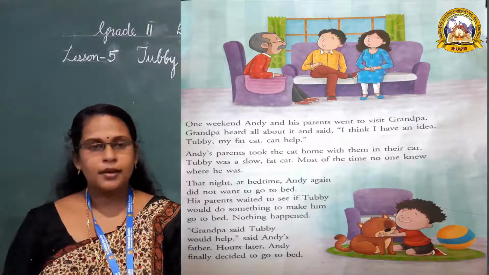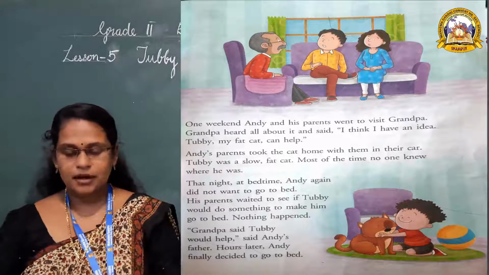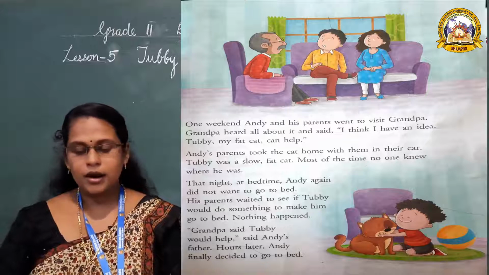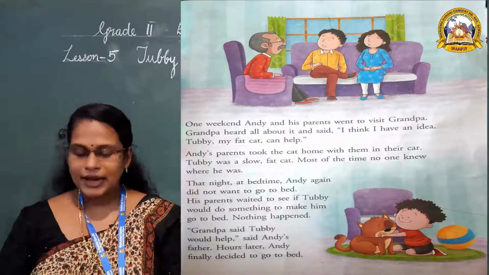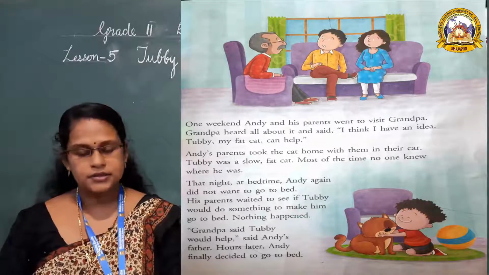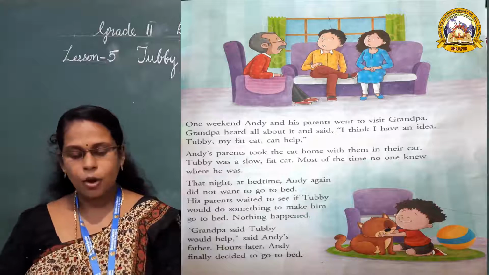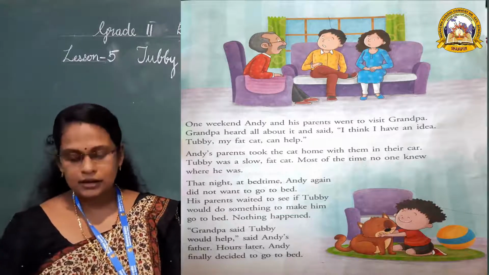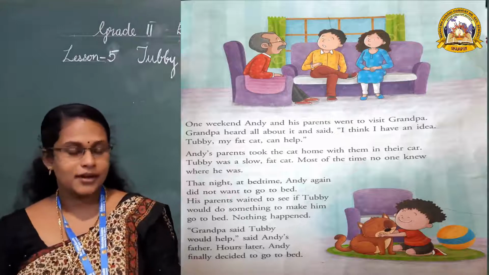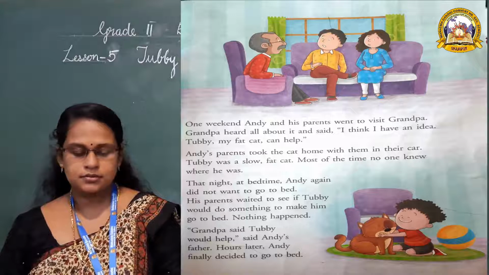Then, page number 45. One weekend, Andy and his parents went to visit Grandpa. Grandpa heard all about it and said, "I think I have an idea. Tubby, my fat cat, can help." Andy's parents took the cat home in their car. Tubby was a slow, fat cat. Most of the time, no one knew where he was.